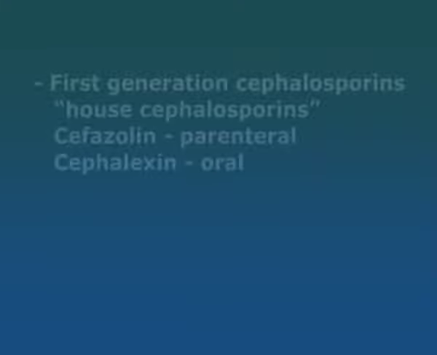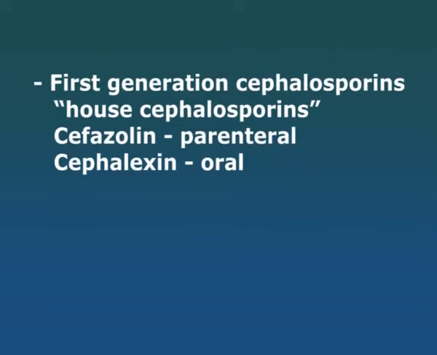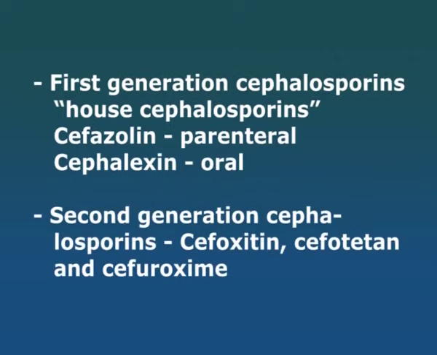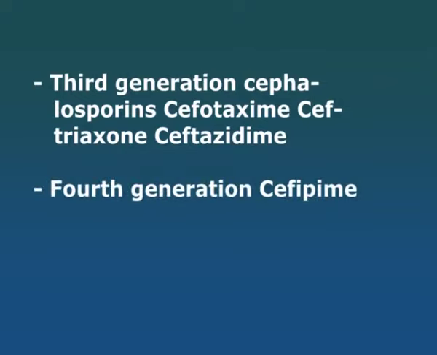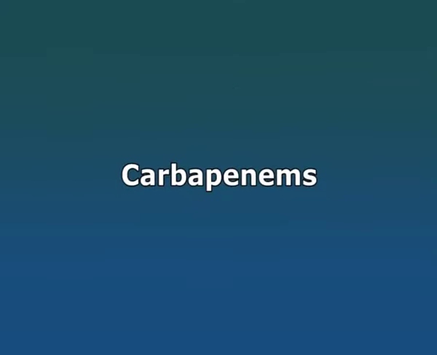The development of the cephalosporins is conveniently divided into generations. First-generation cephalosporins, example, cefazolin parenteral, cefalexin oral. Second-generation cephalosporins, example, cefoxitin, cefotetan and cefuroxime. And third-generation cephalosporins, example, cefotaxime, ceftriaxone and ceftazidime. And fourth-generation, example, cefepime. Now let's study about carbapenems.